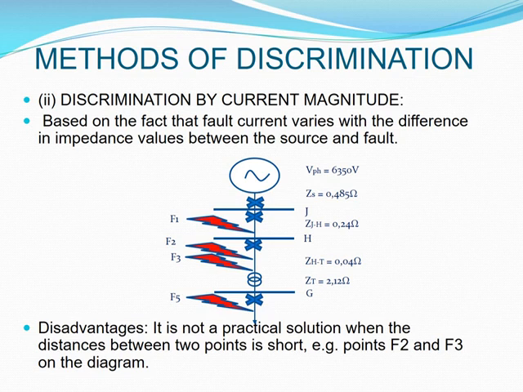So the disadvantage here is that it's not a practical solution, as when you have distances between two points that are too short, like your F2 and your F3, it's difficult to determine where the fault is and whether you are tripping out the correct associated equipment at the right time.